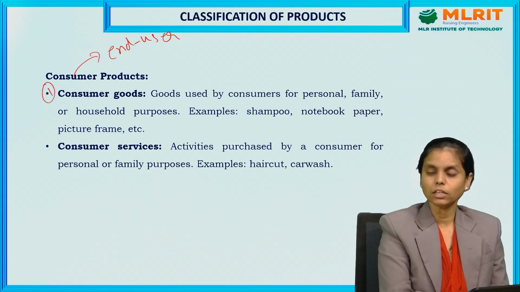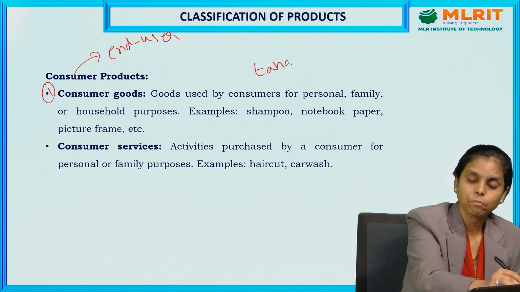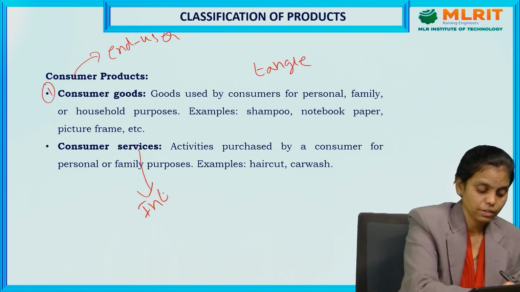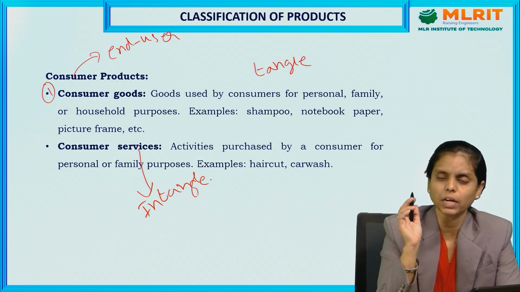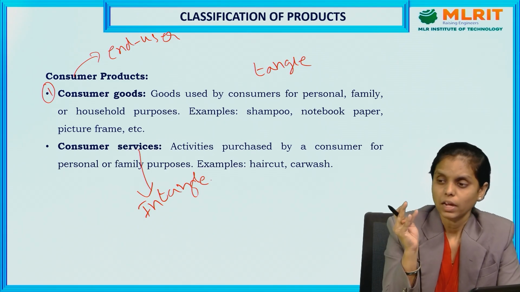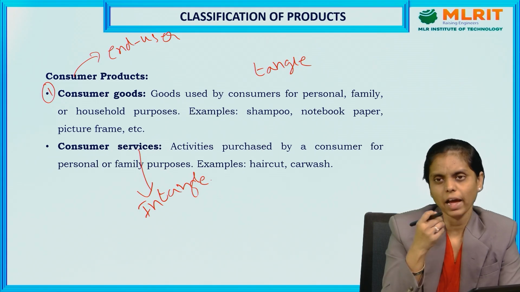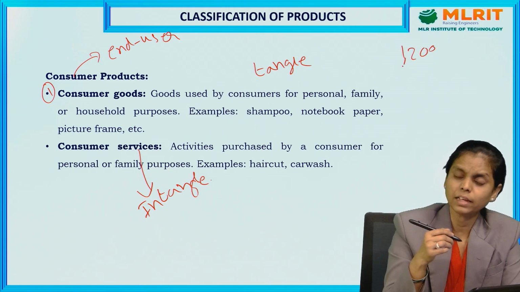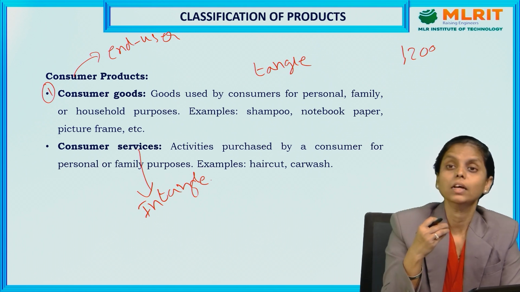Now, what are consumer goods? Goods are tangible, whereas services are intangible in nature. That means being an individual, we are using certain types of goods and services. For example, I went to a beauty parlor. What is the product that I have paid for? Let us assume 1200 rupees to them. What is the product that they have provided? They have not given any physical product to me. They have provided a certain service to us.